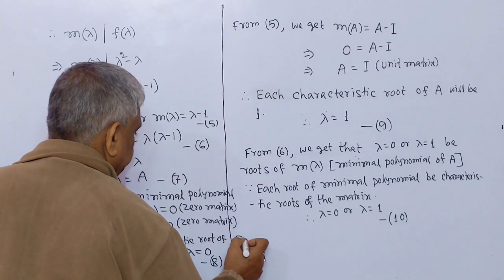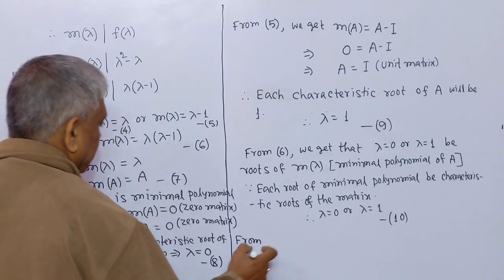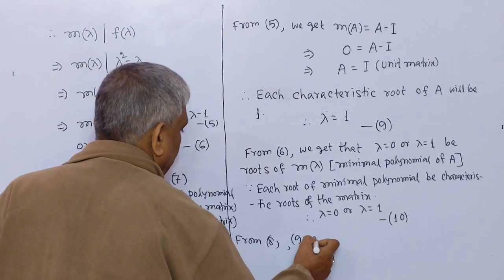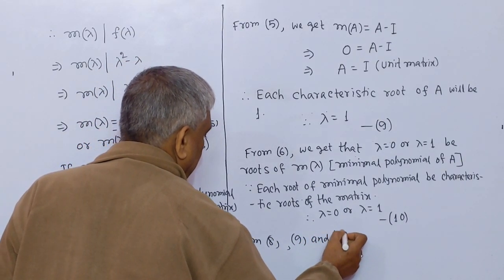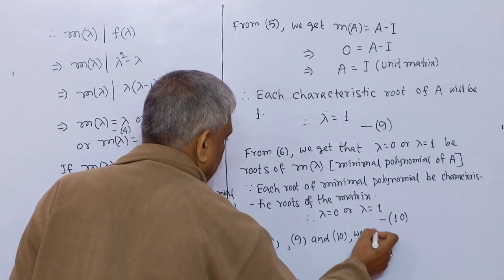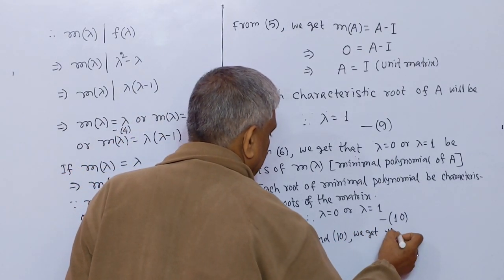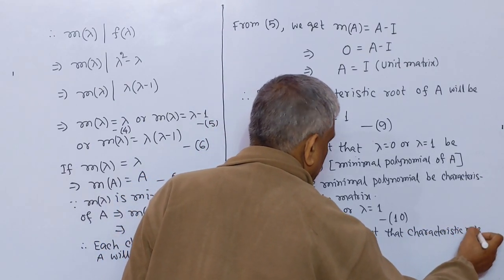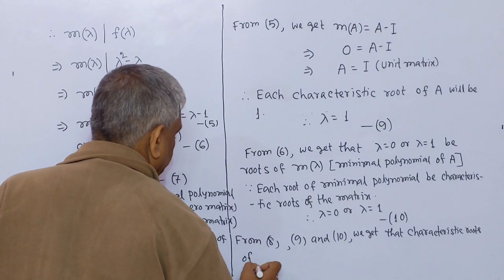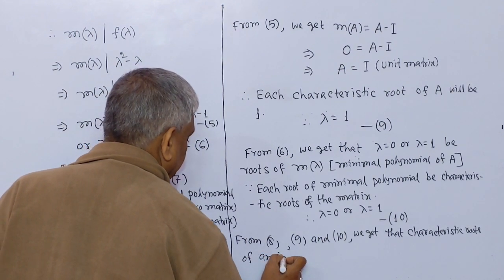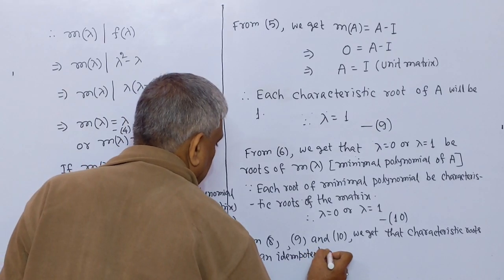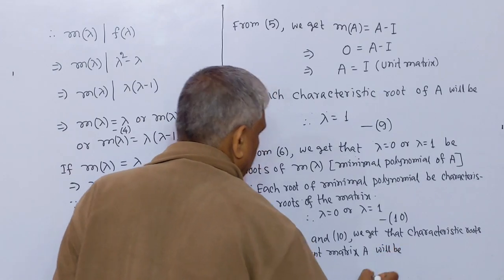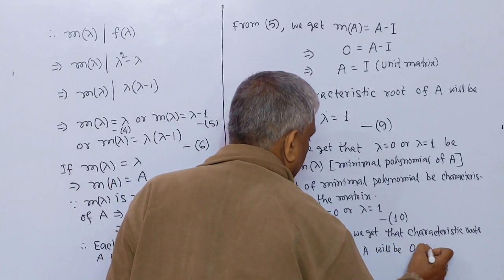From 8, 9 and 10 we get that the characteristic roots of an idempotent matrix A will be 0 or 1.